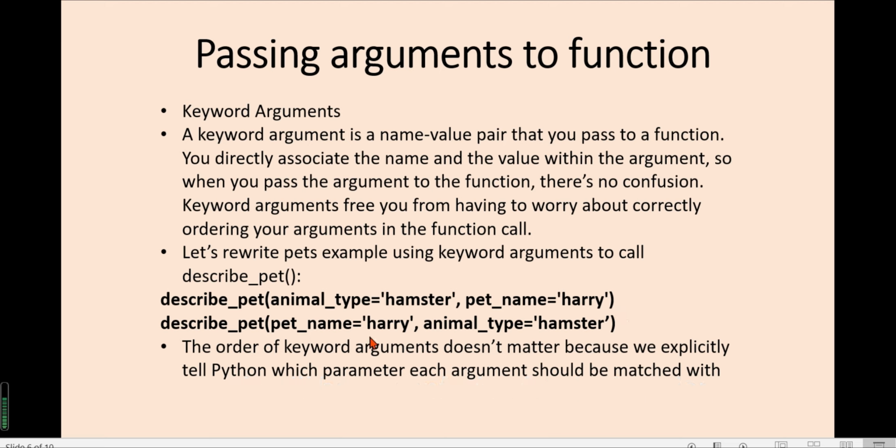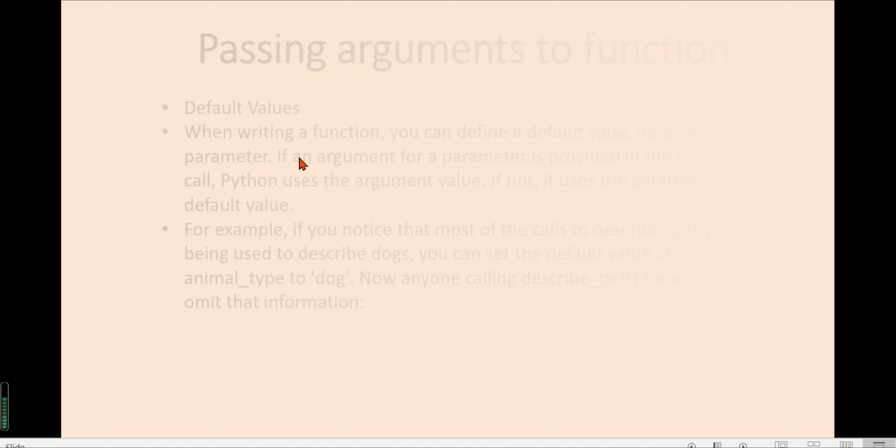And we can also write describe_pet with pet_name equals Harry and animal_type equals hamster. We can change the order, no problem here, because the key-value pair is very explicit. The order of keyword arguments doesn't matter because we explicitly tell Python which parameter each argument should be matched with.